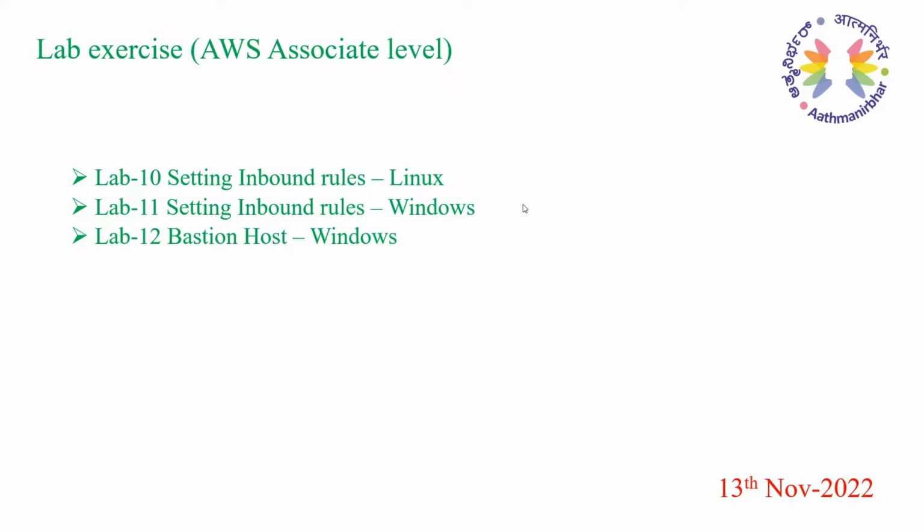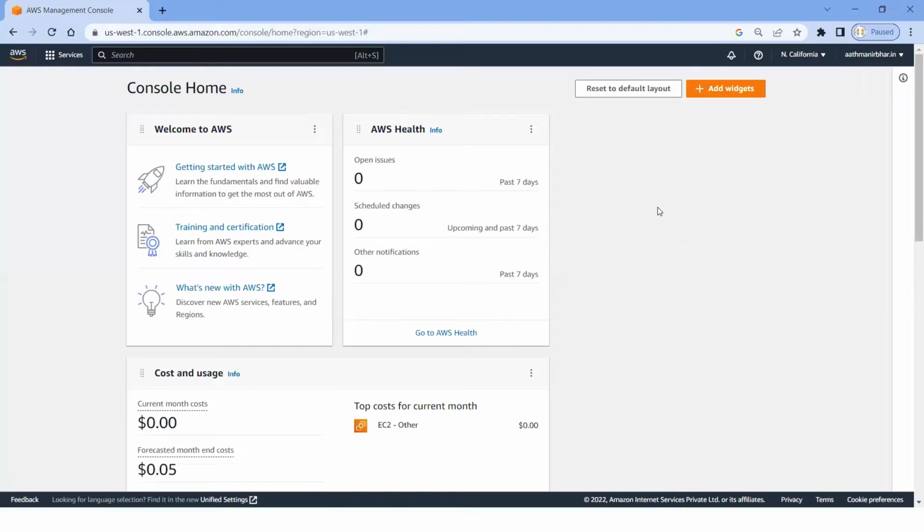To begin with, let us go back to our AWS management console. Okay, so I have the default region North California selected. I will be moving on to creating a virtual machine, a Linux virtual machine. Can someone guide me how to get the service of EC2 instance?